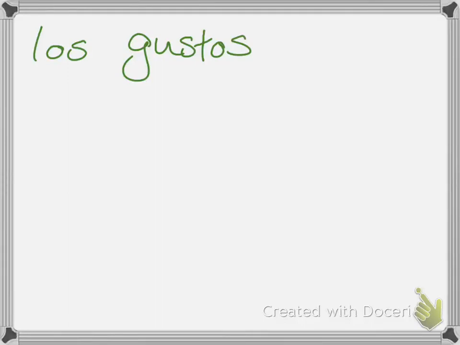Hoy vamos a hablar de los gustos o, en inglés, cómo expresar likes. Okay, today we're going to talk about how to say I like something or I don't like something. The reason we're talking about gustos before we even talk about other verb conjugation is because the way we express that we like something is different from the way that we express other activities or actions or verbs.